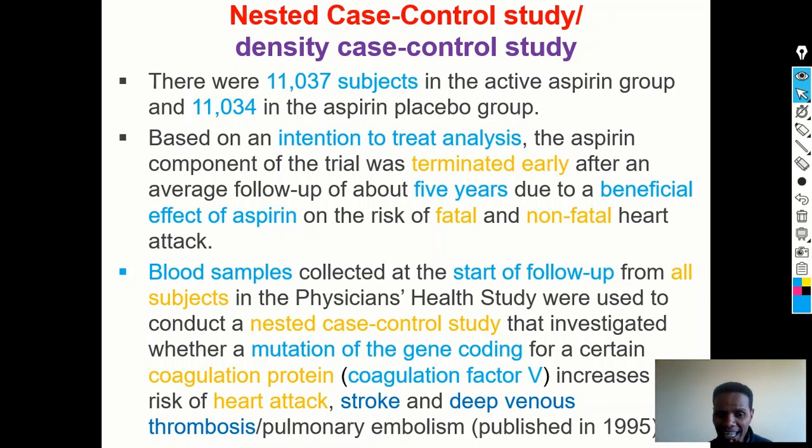Now, blood samples collected at the start of the follow-up from all subjects in the Physicians' Health Study were used to conduct a nested case control study. It investigated whether a mutation of the gene coding for a certain coagulation protein, coagulation factor 5, increases the risk of heart attack, stroke, and deep vein thrombosis or not. This paper was published in 1995, and it is the output of a nested case control study design based upon that randomized controlled trial.